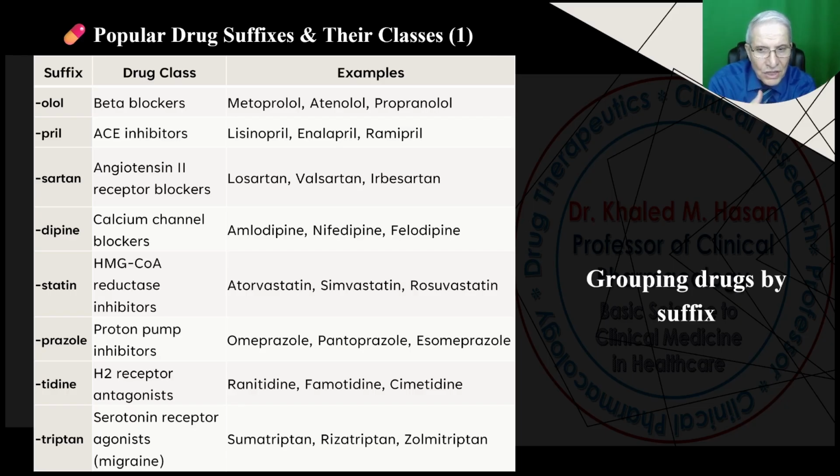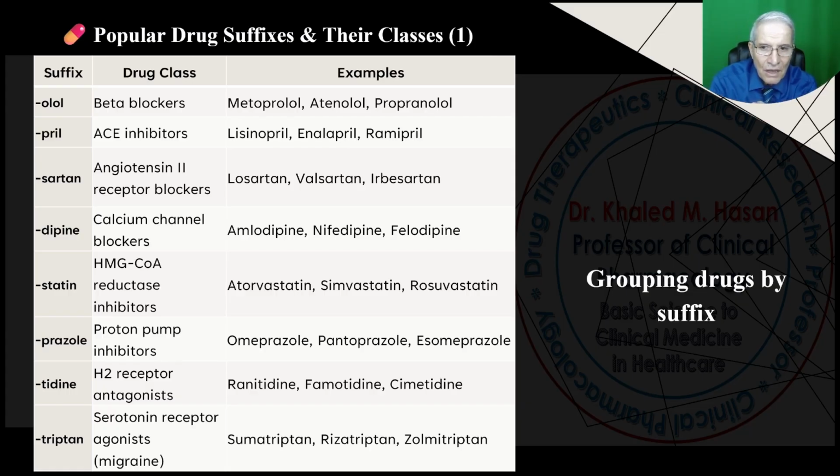A group of medication ending with tidine belongs to the H2 receptor antagonists. Here we need to remember H2 stands for histamine receptor. When you have ranitidine, famotidine, cimetidine, this group of medication blocks the H2 histamine receptor.